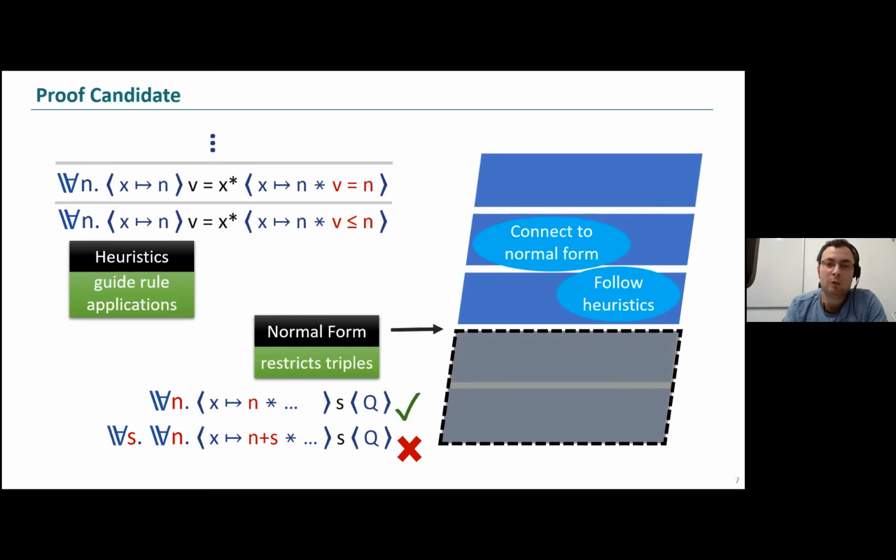And now, in order to infer the missing rule applications, we apply these two ideas in the way that we connect the already fixed rule applications to the normal form. And while doing that, we also follow our heuristics.